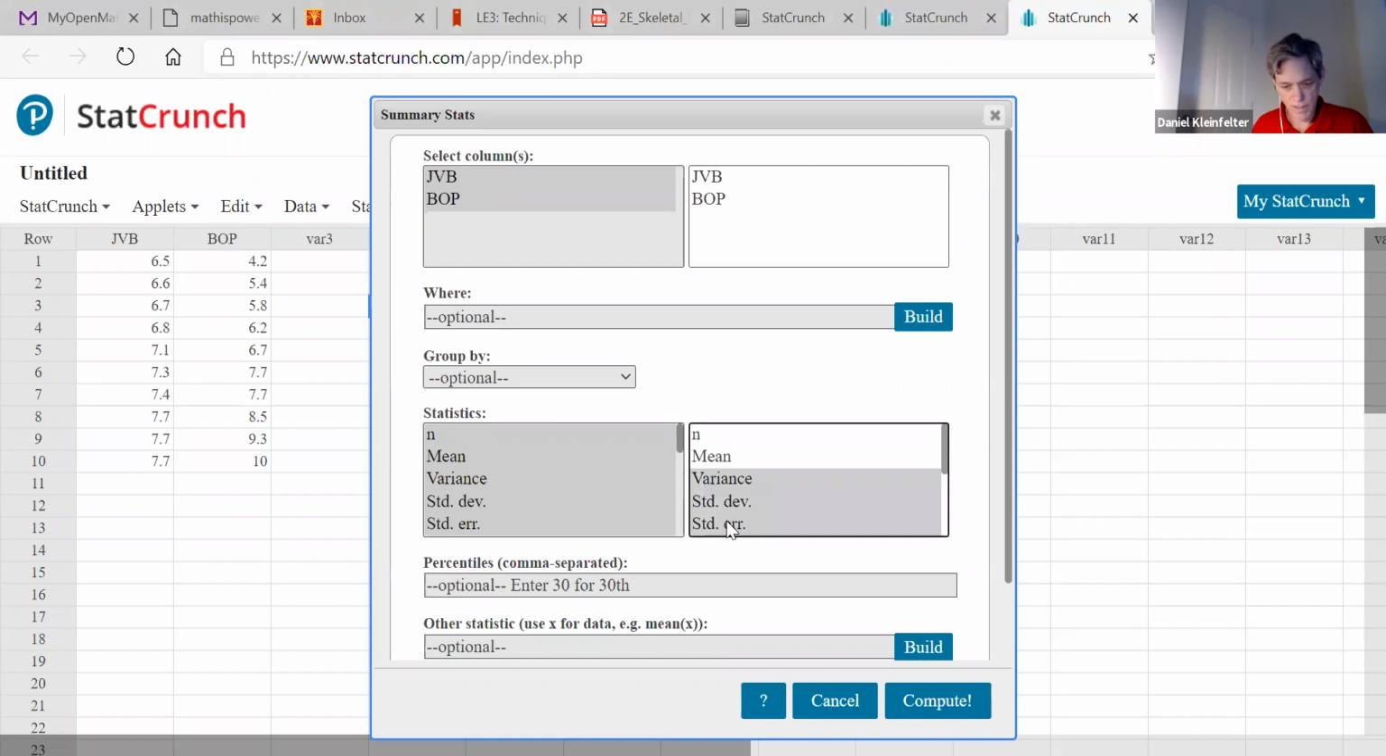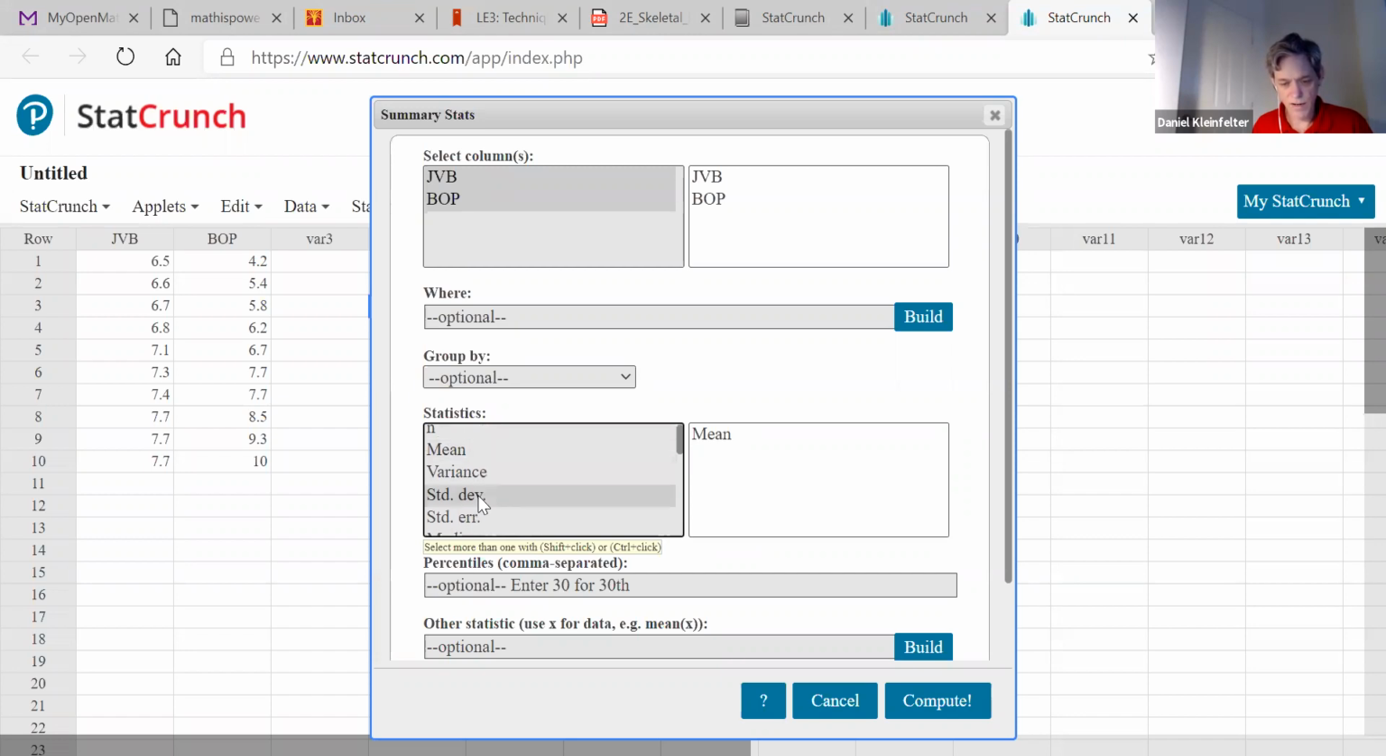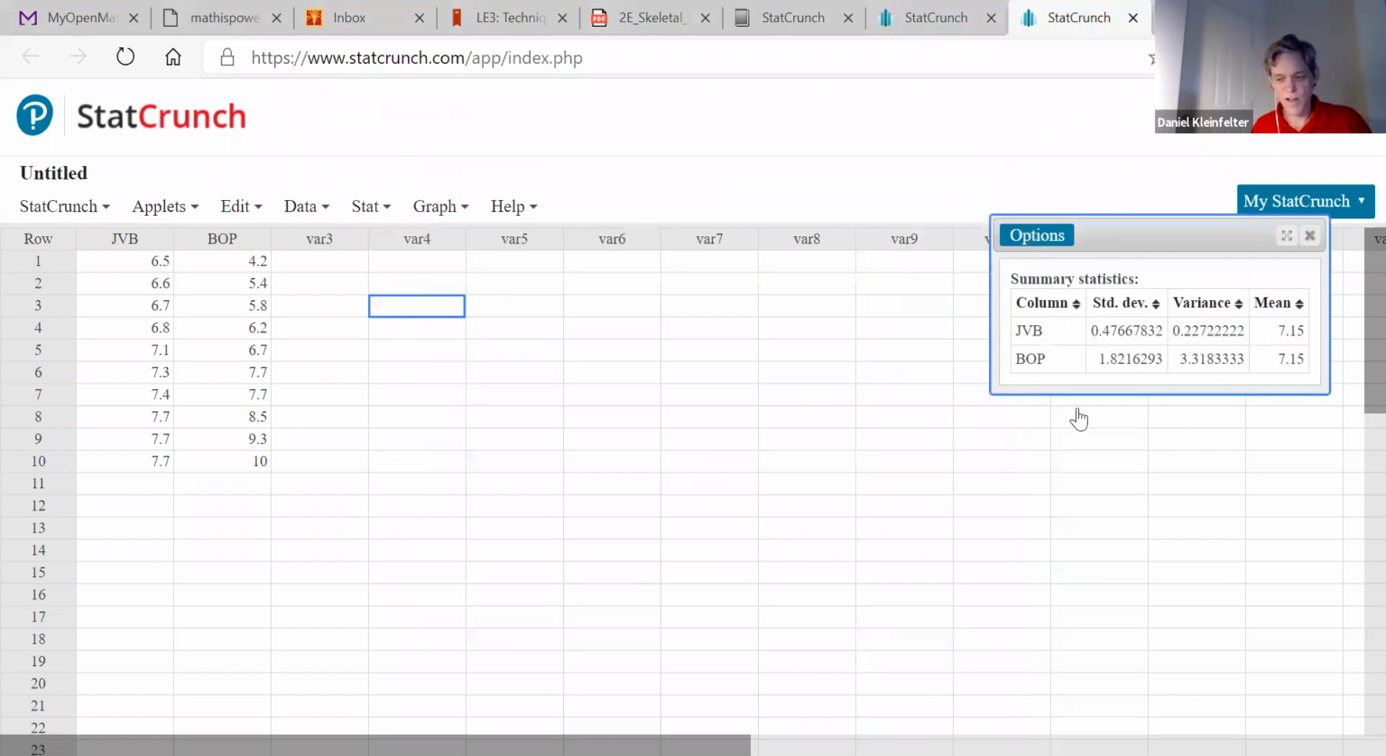So let me get rid of some of this. Let's just take the mean and standard deviation. All right, three things, fine. Okay.